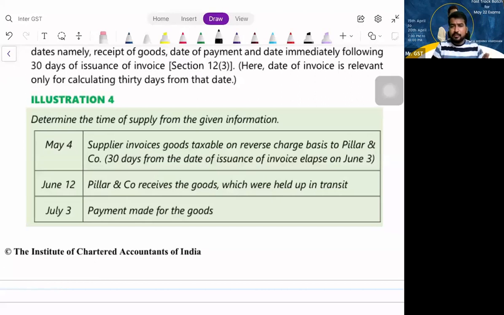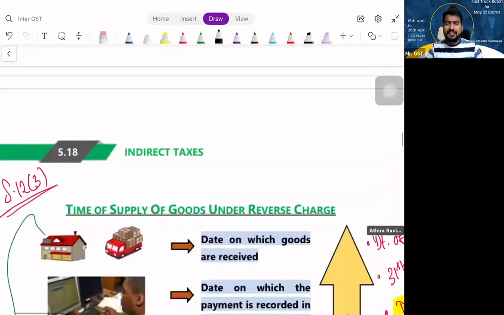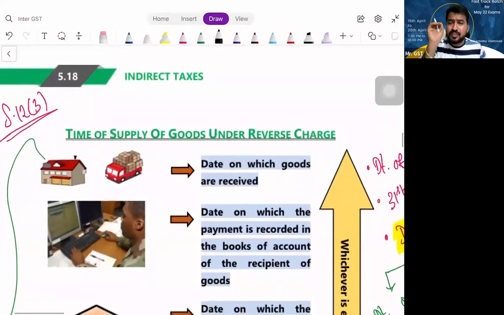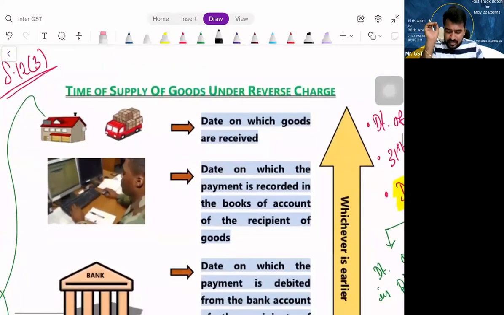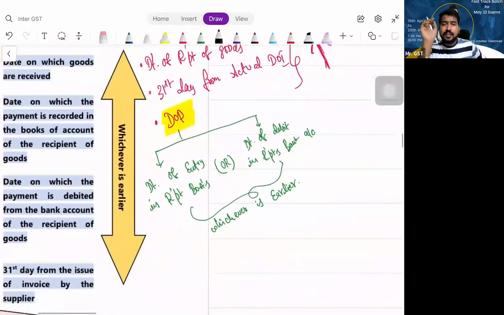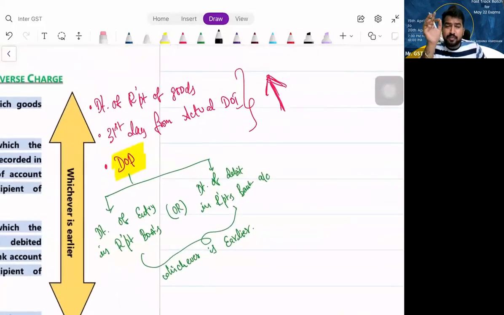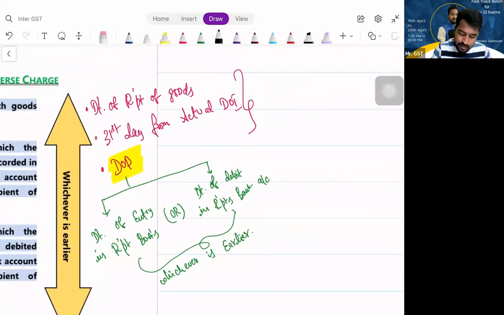Everyone, yes or no? Shall we proceed? Simple. What should I compare, sir? If it is a question regarding time of supply for goods covered under RCM, then the provision is that I should compare the date of receipt of goods, the 31st day from the date of invoice, or the date of payment, whichever is earlier. Simple. Copy fast. When I draw an arrow mark like this, that means whichever is earlier.